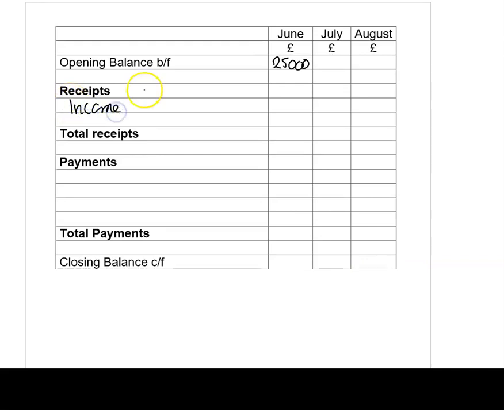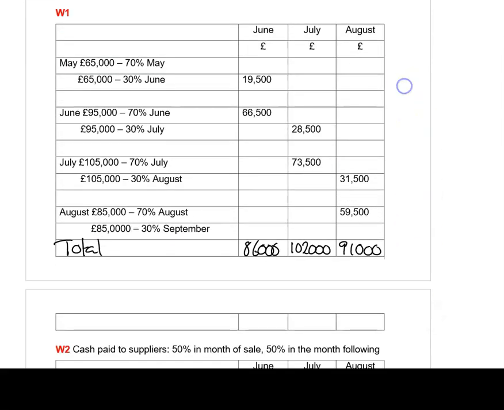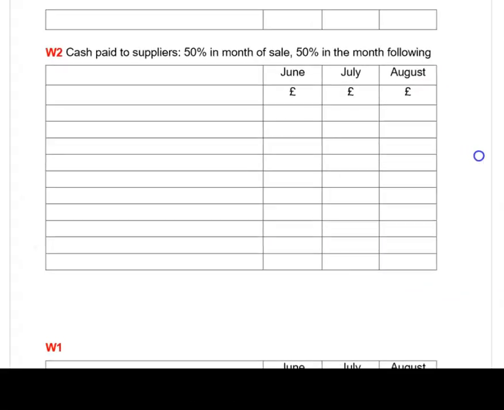And these figures we can put into our cash budget, income from customers, and we expect income from customers of 86,000, 102,000, and 91,000.